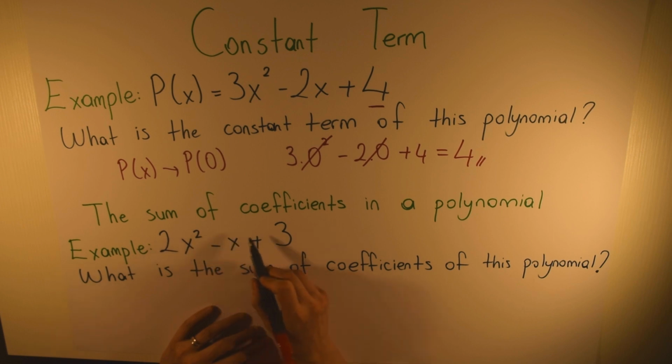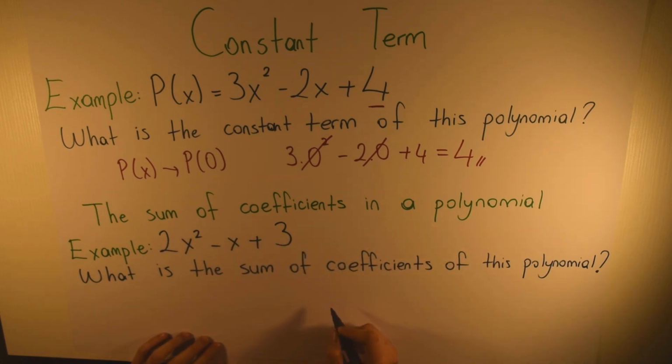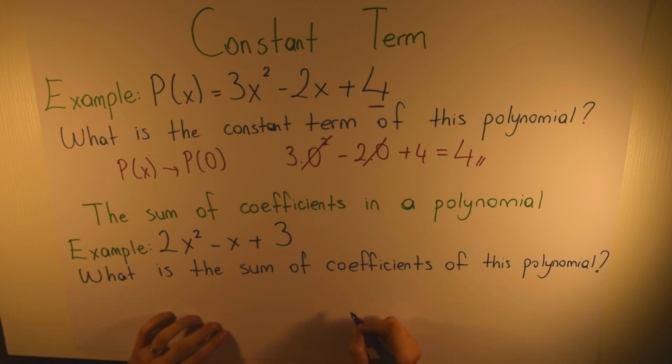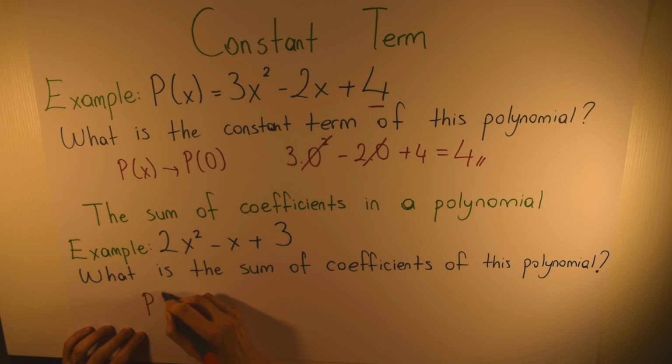Okay, let's look at the sum of coefficients in a polynomial. So here, what you should know is that you should find p(1). So instead of x, you write 1, and you will find the sum of coefficients. Let's look at this example: 2x to the power of 2 minus x plus 2. So how do we find it?